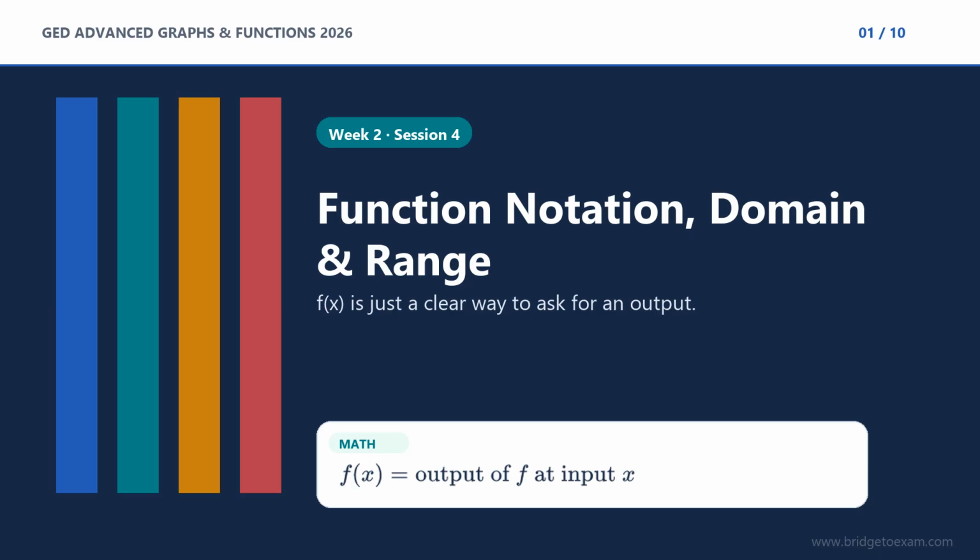Function notation looks fancy, but it is truly friendly. The symbol f of x just means the output of the function f when the input is x. Today, we will evaluate it, work backward from it, and clearly tell the difference between domain and range. Let's make this notation feel easy.